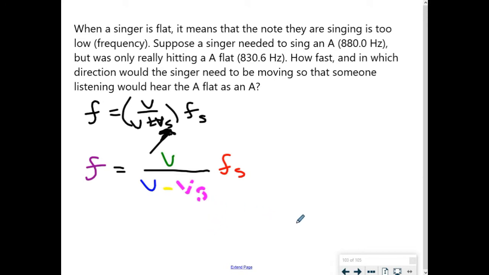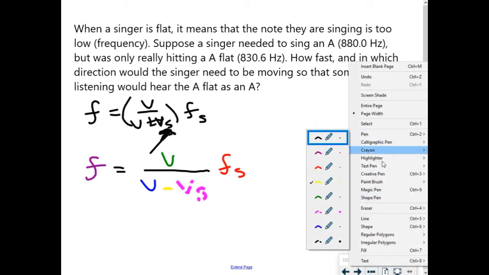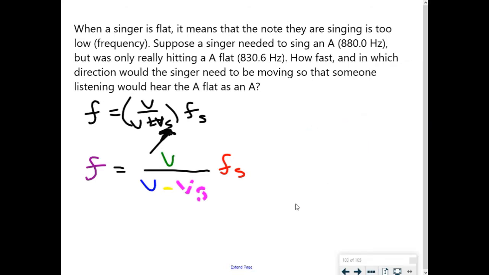Okay, so let's talk algebra skills. If we want to get the pink Vs by itself, isolated, first of all, it's in the numerator. You guys know what I mean when I say numerator. Or, sorry, it's not in the numerator. It's in the denominator. And we need it in the numerator.